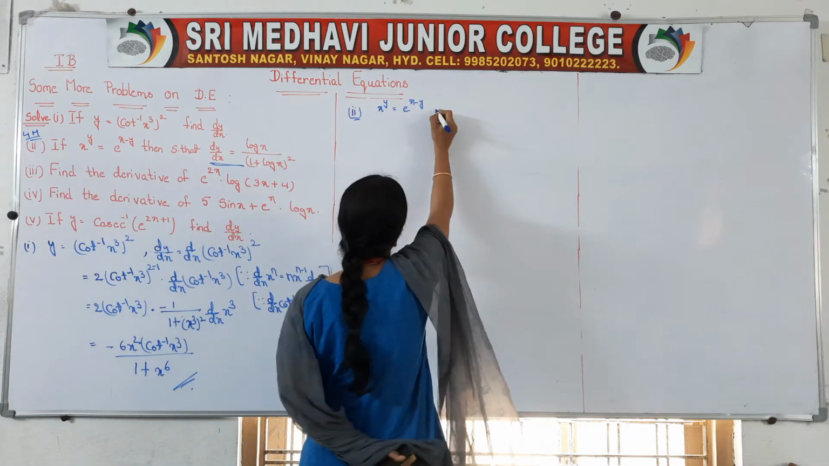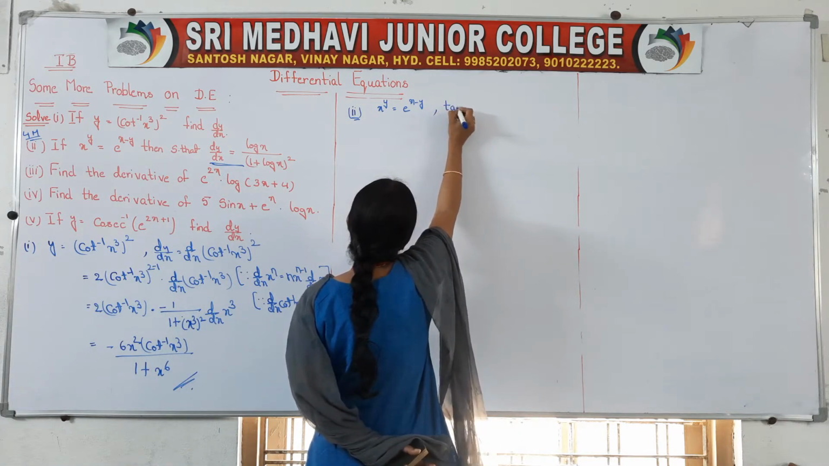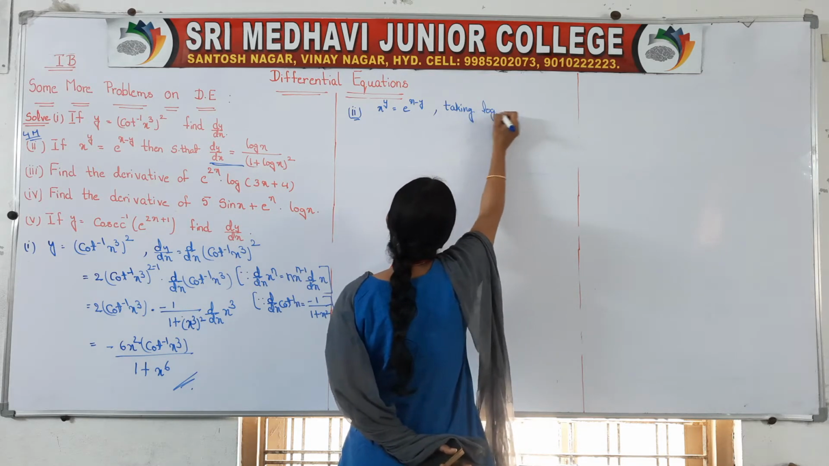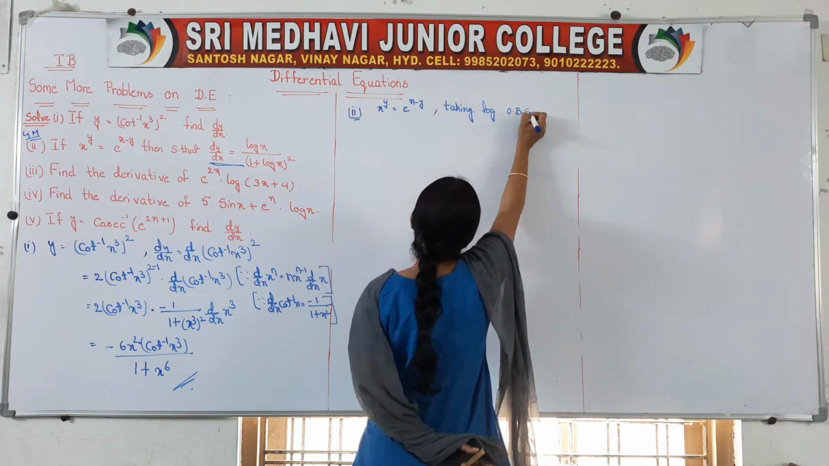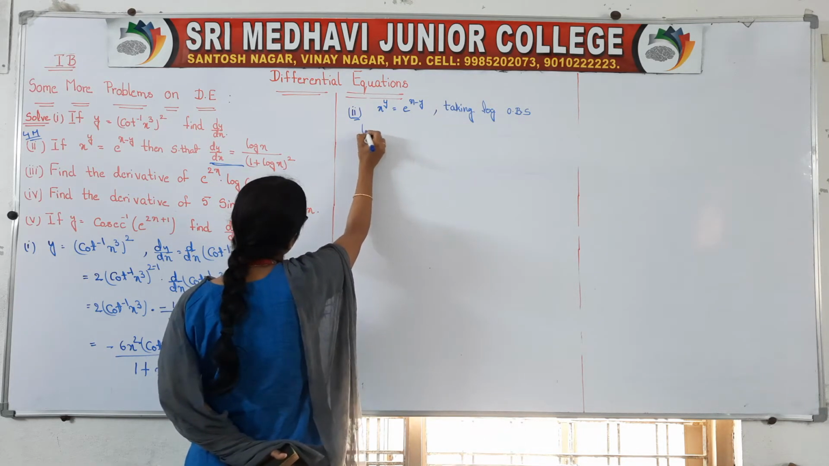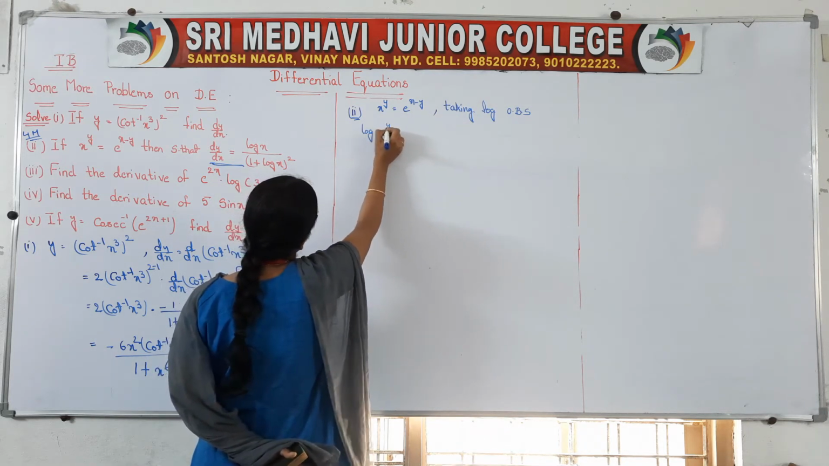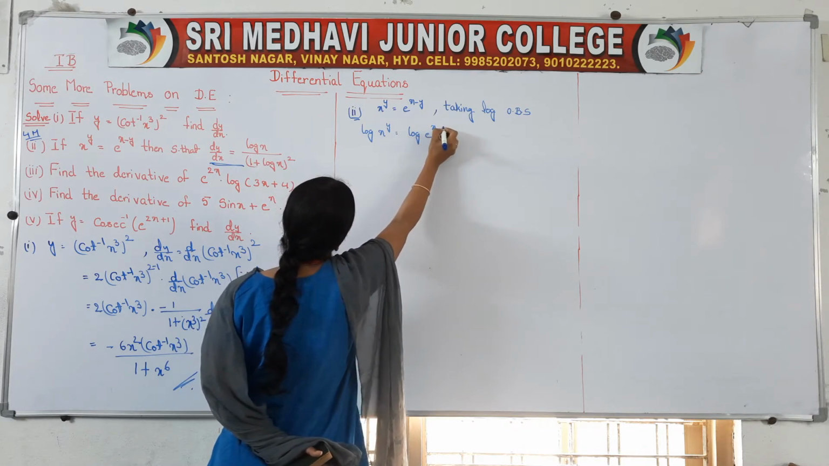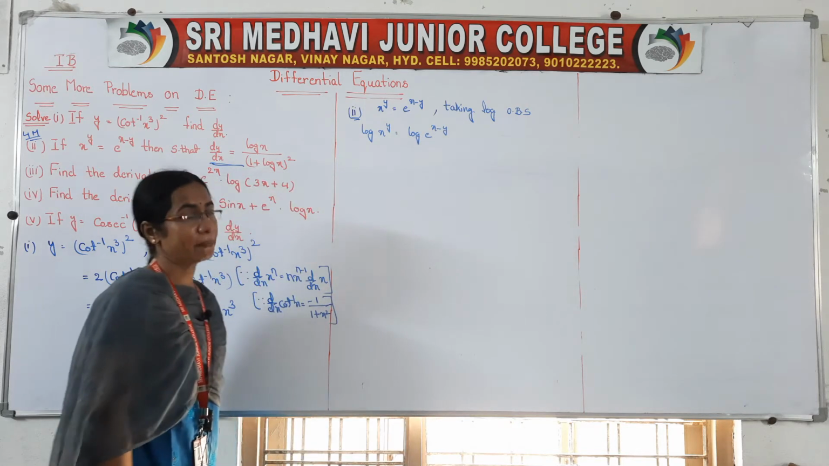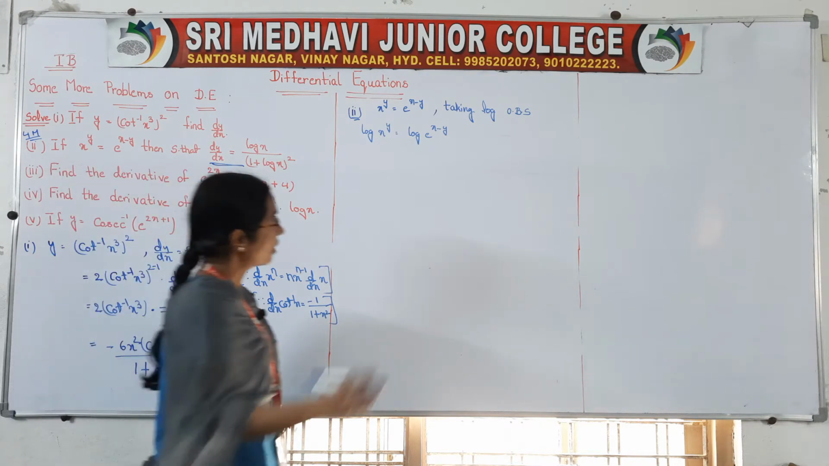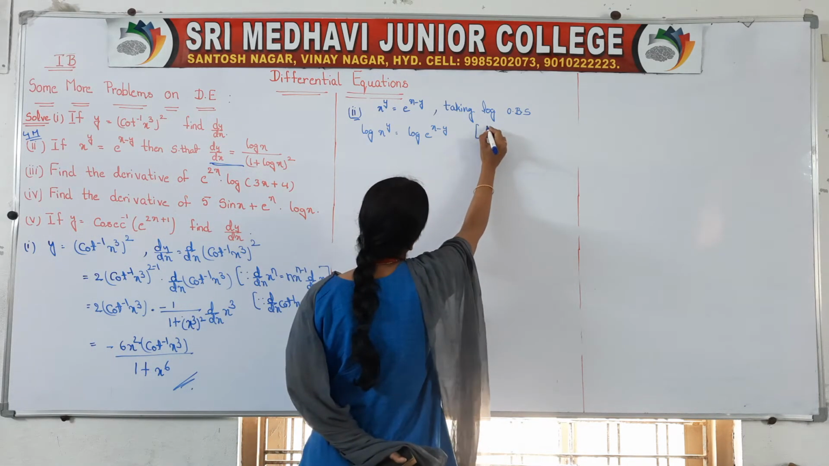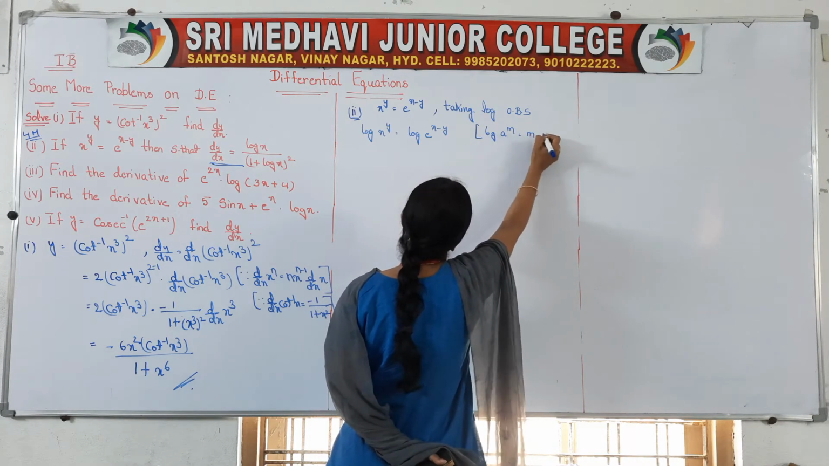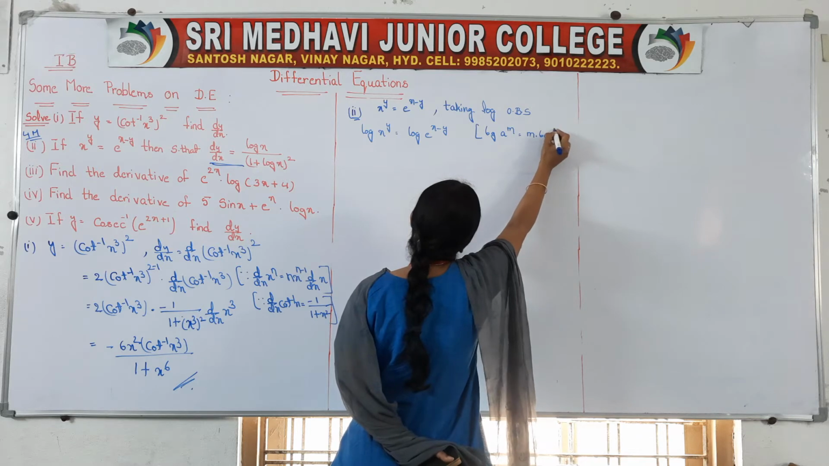So taking log on both sides. What happens? Log of x to the power of y is equal to log of e to the power of x minus y. There is one formula. What is that formula? Log of a to the power of m is equal to m log a, right?